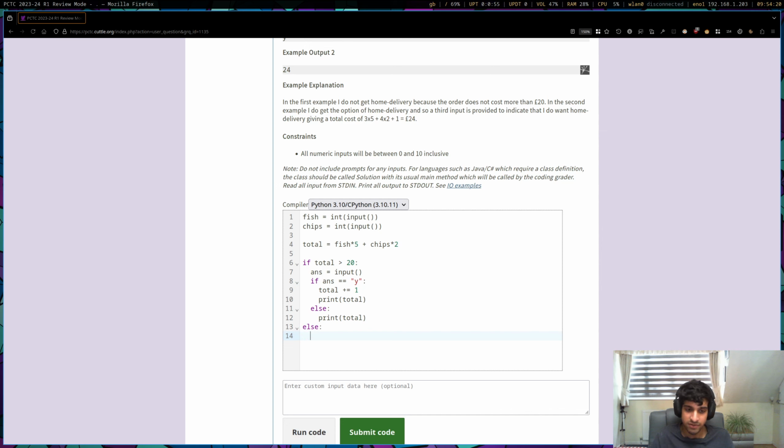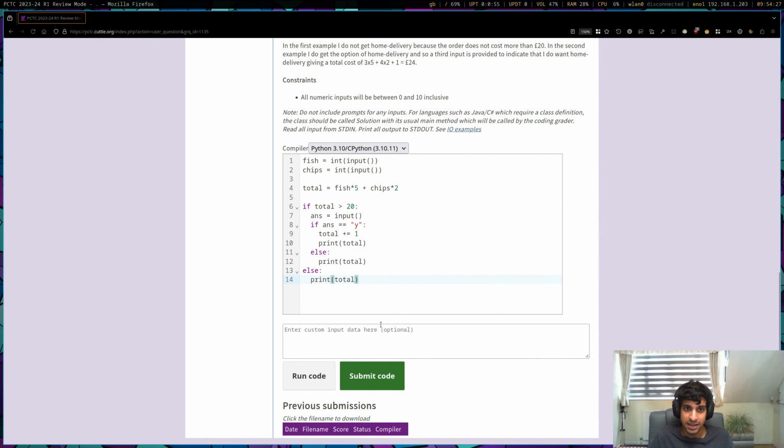And back to our final if statement, which is if total was never above 20, we don't do anything, so we just print out the total again.